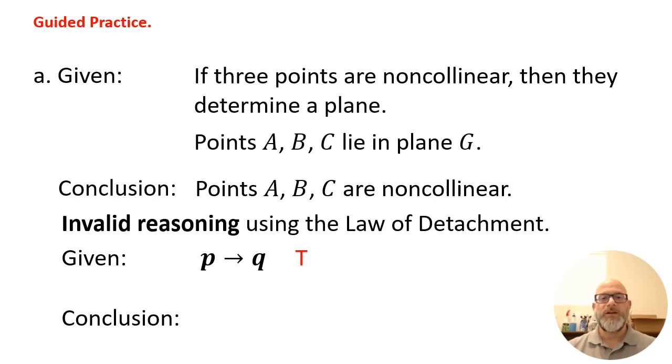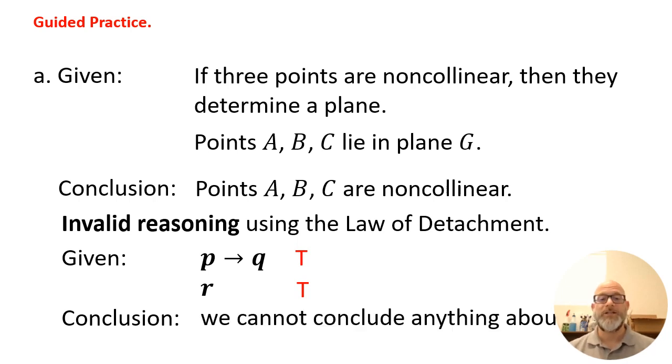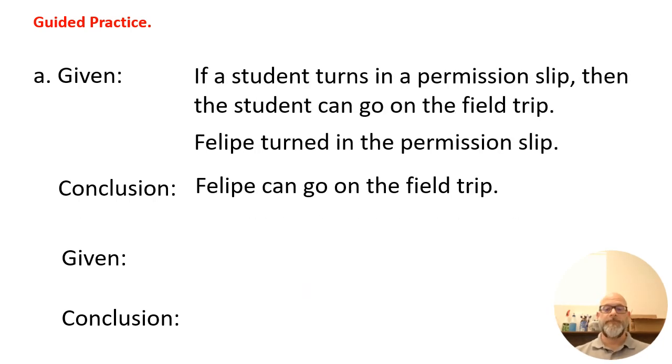If 3 points are non-collinear, then they determine a plane. If P, then Q is true. Points A, B, and C lie on the plane G. What is that? P or Q? It's R. It's something totally different. It's neither the first nor the second statement. What conclusion can we draw? Nothing. We cannot conclude anything about P from the information given, not by the law of detachment.